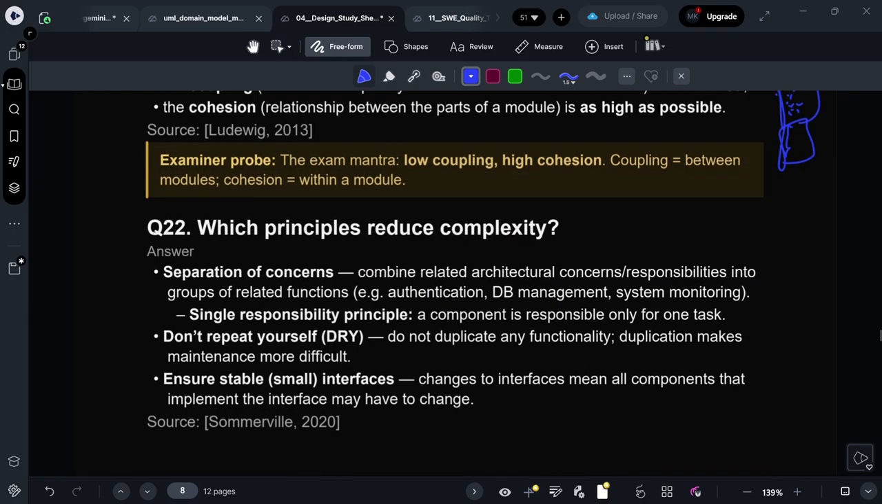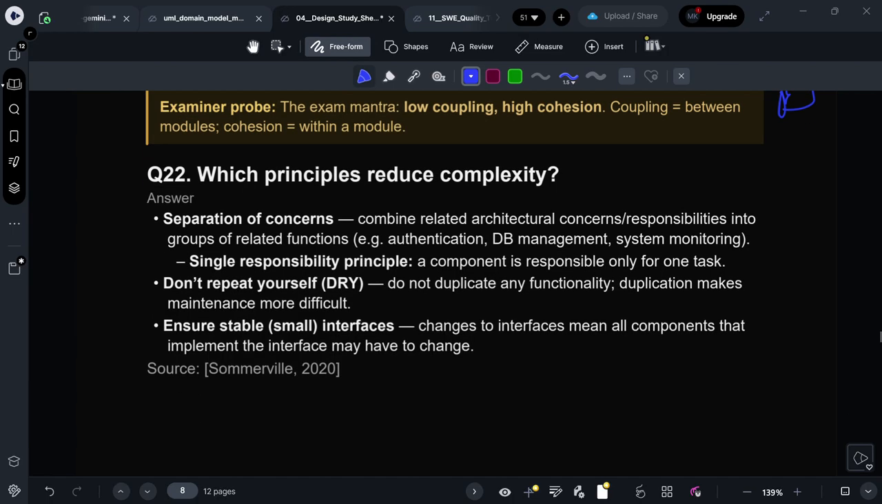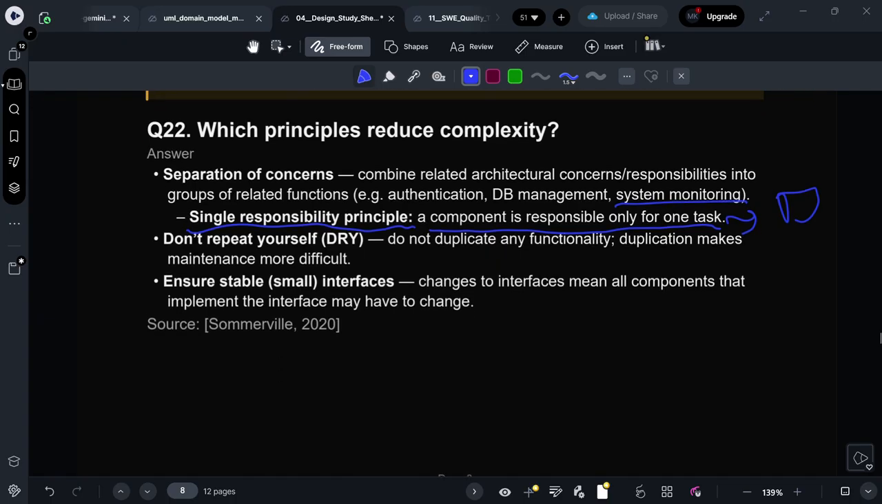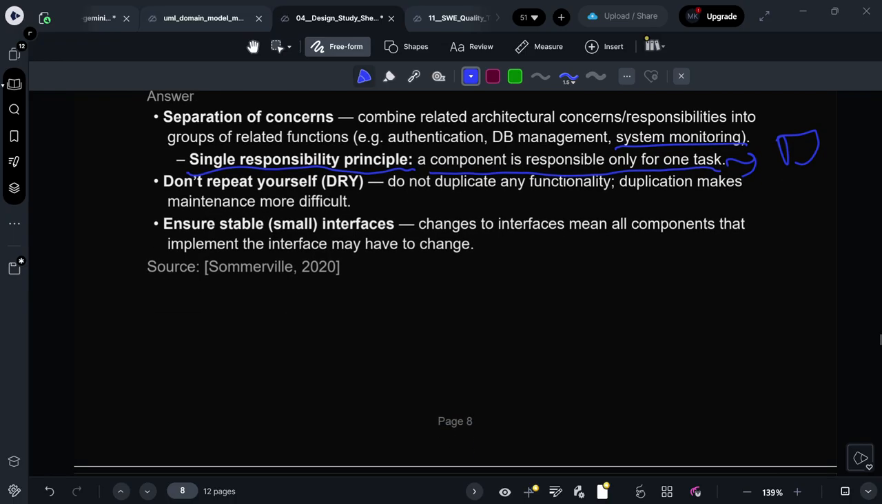Which properties reduce complexity? Separation of concerns: combine related architectural concerns and responsibilities into groups of related functions, such as authentication, database management, system monitoring. Single responsibility principle: a component is responsible only for one task, not one component doing everything. Don't repeat yourself, DRY: do not duplicate. Any functional duplication makes maintenance even more difficult. So ensure stability with small interfaces. Changes to interfaces mean all components that implement the interface may have to change. So ensure small, stable interfaces.